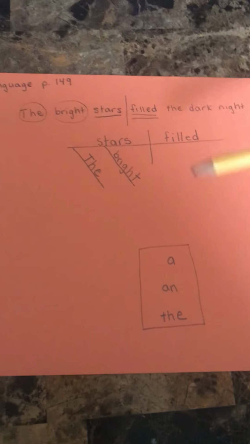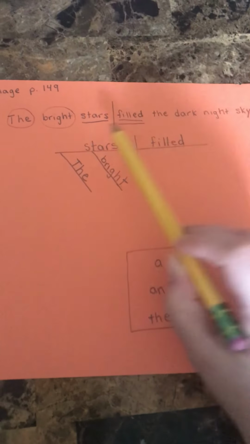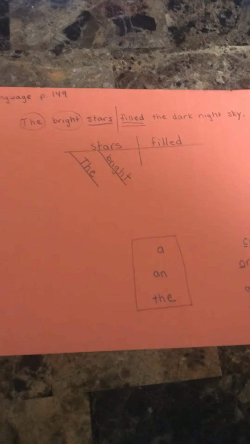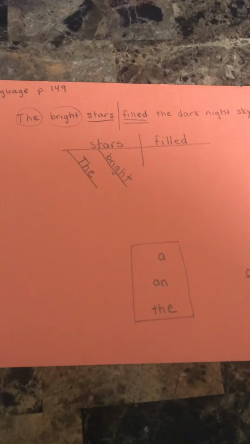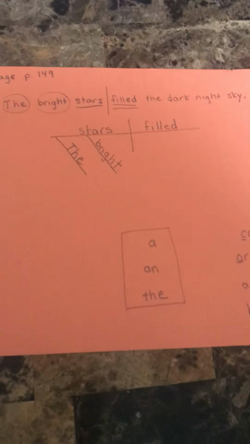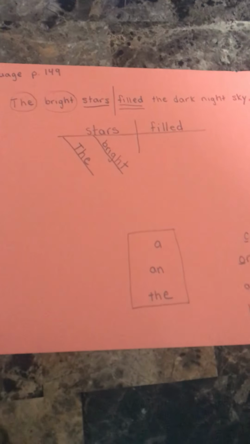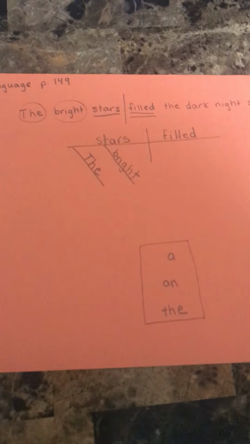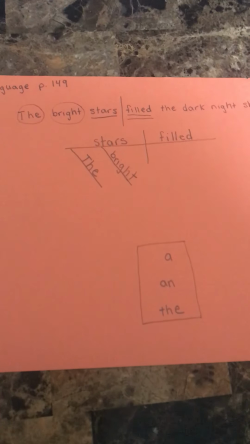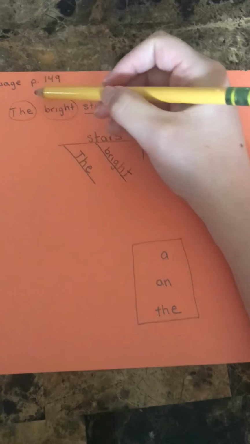So then you can kind of read it back to yourself and make sure that it makes sense. The bright stars filled. Okay, so it kind of goes right in order there of the sentence. So you have two more that you're doing on your own, and they already filled out the diagram for you. So in number 2, you only have one adjective, and in number 3, you have 4 adjectives. And I just noticed that they want you to draw a line from your adjective to the word that it's describing. So just draw your lines and your arrows, the stars, bright stars.